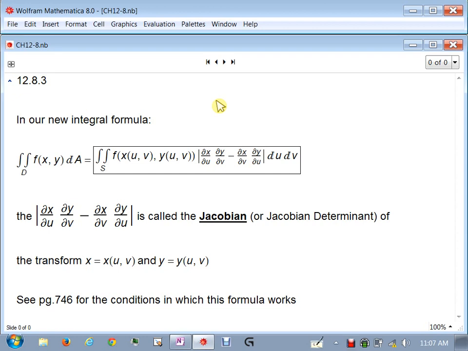Remember what it says is that if you have a double integral over some region D, you can change the variables around and make your new integration region S and integrate now with respect to two different variables, but you always have to throw in this thing, the Jacobian determinant, when you do that.